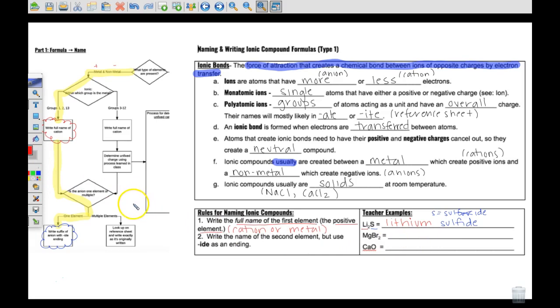Let's do another example together. So I'm looking at the second example, and my first element says Mg. Mg lives in group 2, so I'm going to write the full name of the cation, and Mg stands for magnesium. Then I'm going to go down my flowchart and ask myself, is the anion, or the second element, one element or multiple? Because it's one element, just Br, I'm going to write the name of the second element but use an IDE ending. So instead of bromine, it'll be bromide.